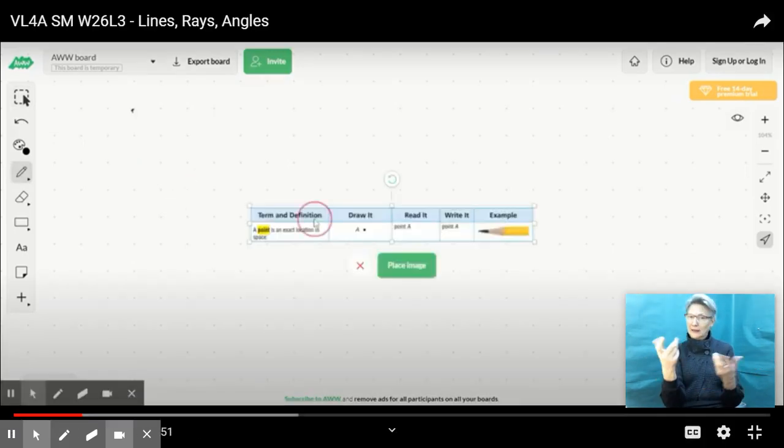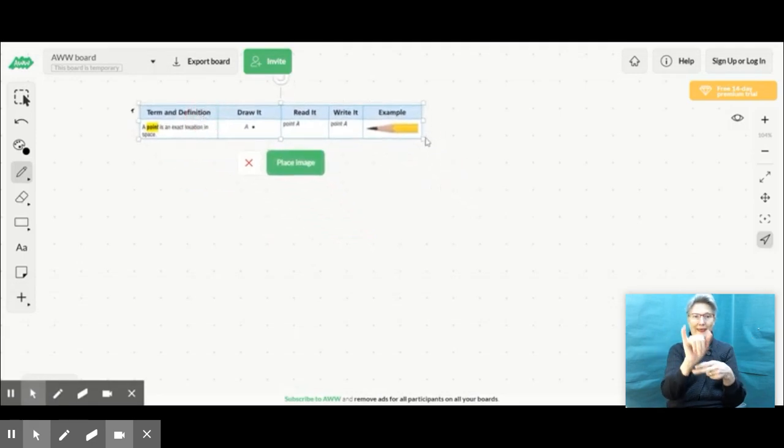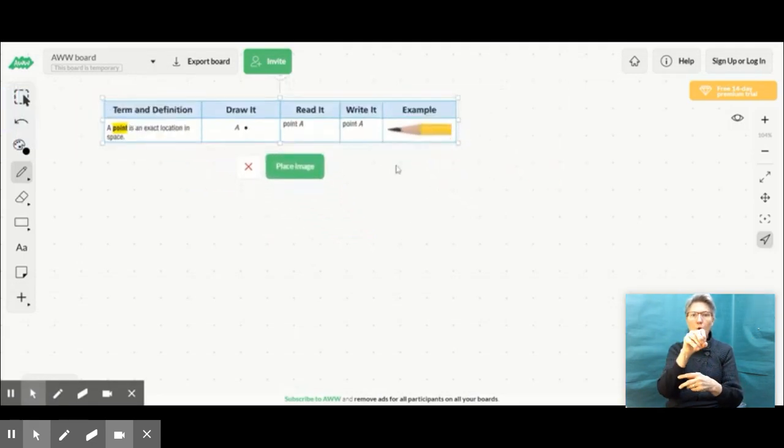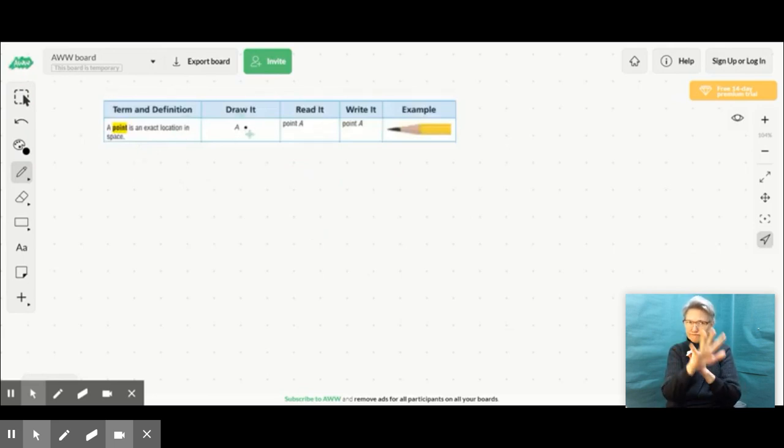Here we have a little chart I'm going to enlarge. So we refer to a point in math as an exact location in space. Here you see the point drawn and it's labeled with A, okay? So that means it's called point A. I would read it as point A. I would write it as point A. And an example is right here, like the point or the tip of a pencil, okay?